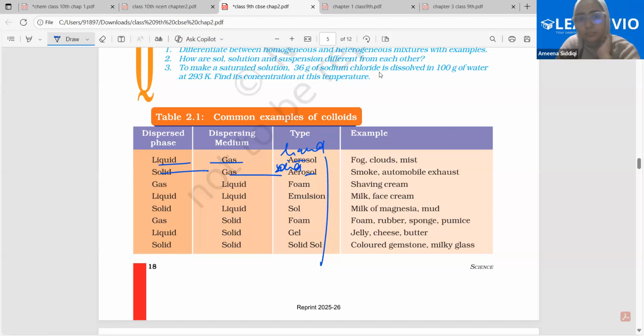Ma'am, sol means solution, right? No. Sol does not mean solution. That's different. Solution is a homogeneous mixture. Sol is just a colloid here. See, when you write solution in the short form, it is like this. It's different. Okay, ma'am, it's clear.